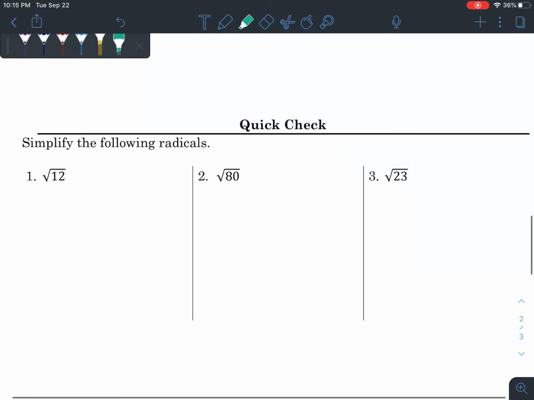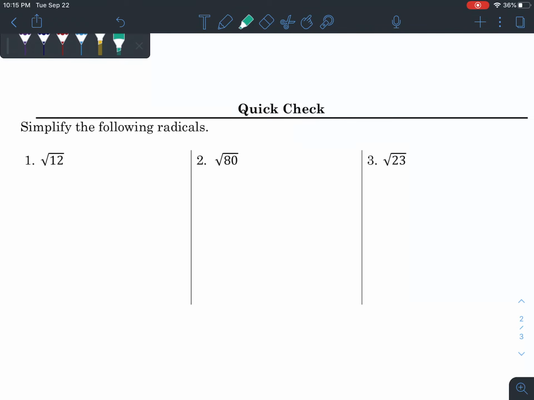I want you to pause your video, and I want you to do this quick check on your own. When you're ready, unpause it, and we will go through it together.